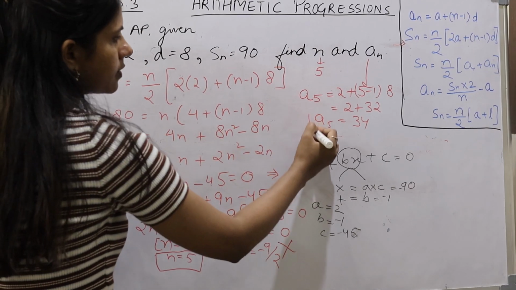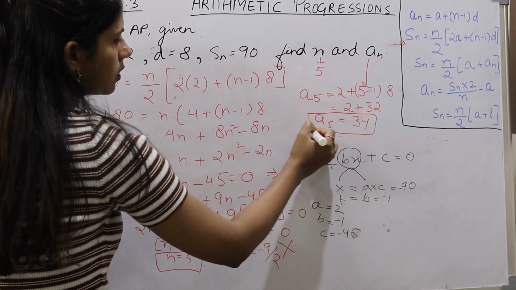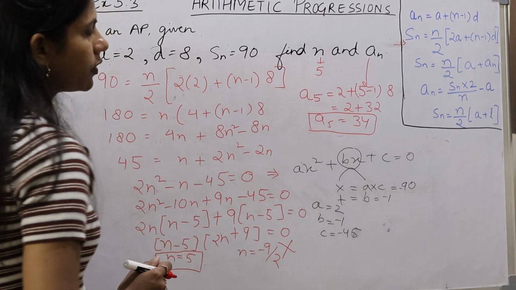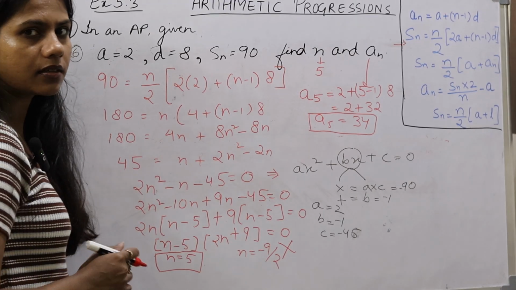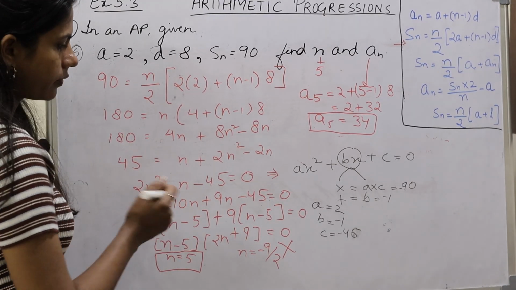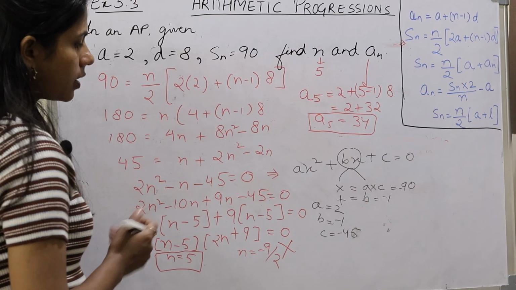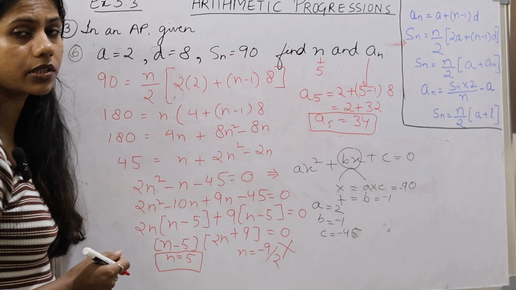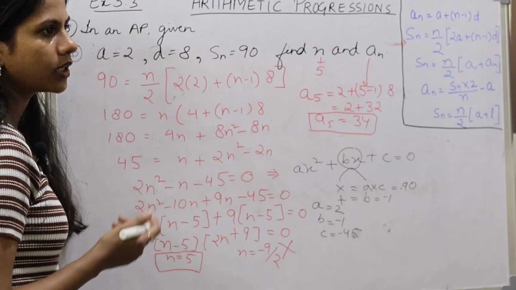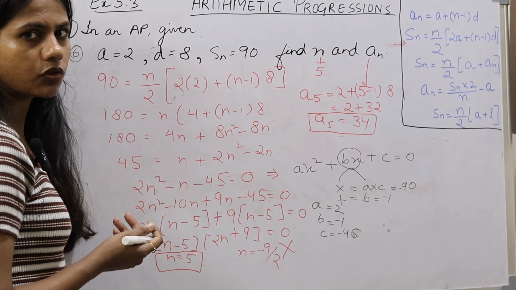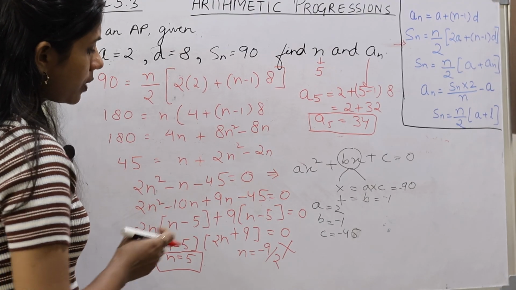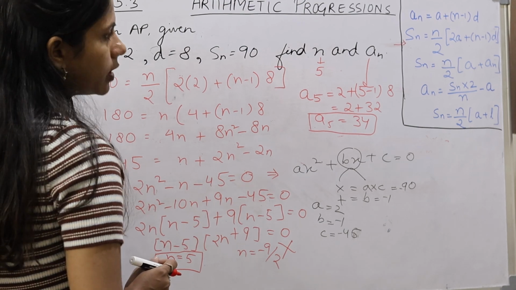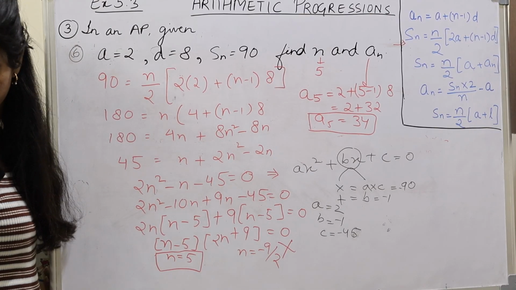So A5 is 34. Okay, I hope you understood this. This is a little complex question because here you have to figure out. But there are other ways also in which you can solve this quadratic equation, which I will mostly tell you in the coming videos. I'll soon make a video over it. But this is how generally you can calculate. Okay. So let's move on to the next option.